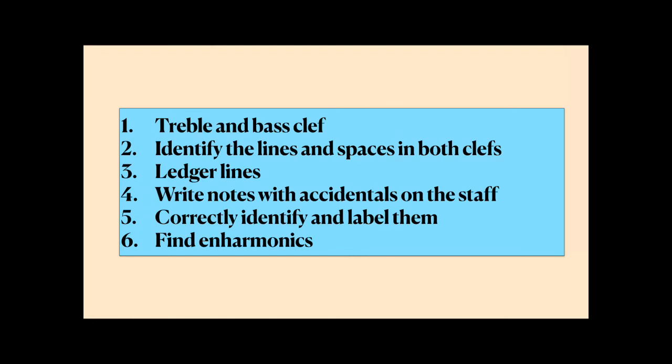Of course, remembering that when a note is on the staff, the accidental comes before it, never after. You should be able to correctly identify and label them with the letter name and the accidental afterwards. And then finally, you should be able to find the enharmonics. So if you're given an A flat, you should know that one of the enharmonics for A flat is G sharp by looking at a piano keyboard.